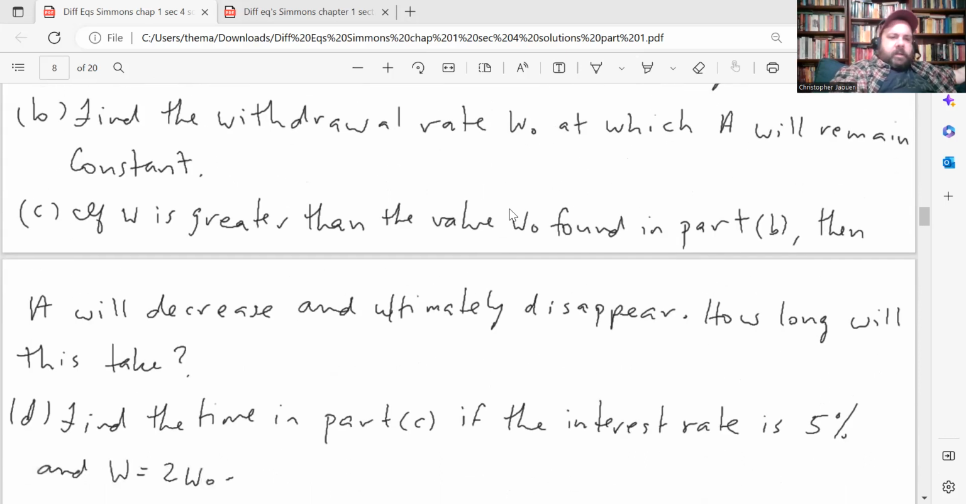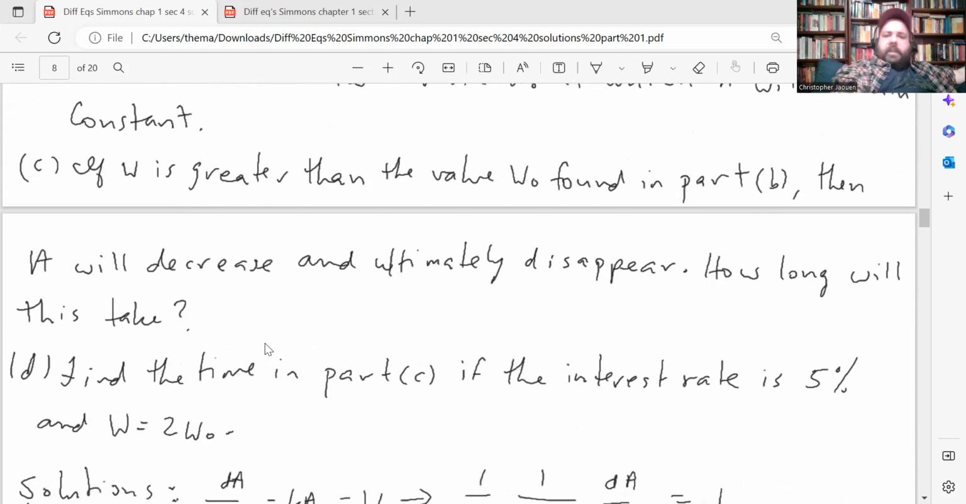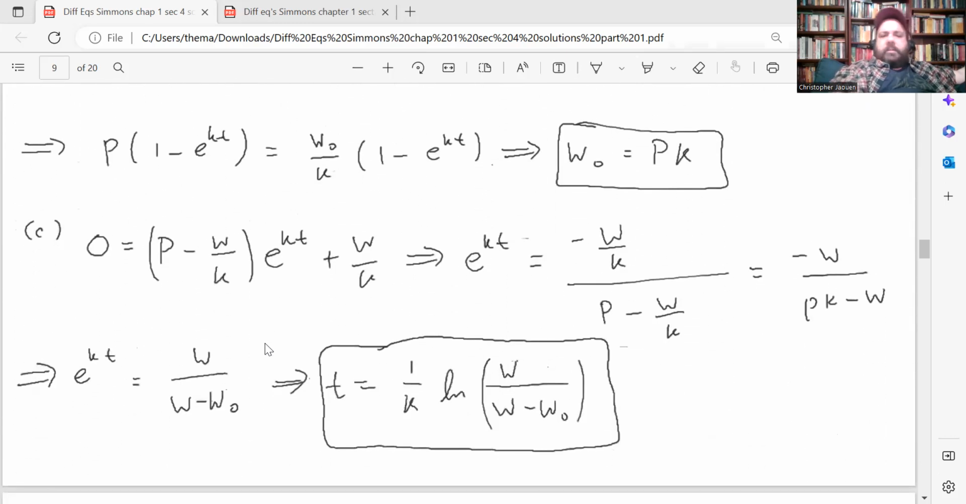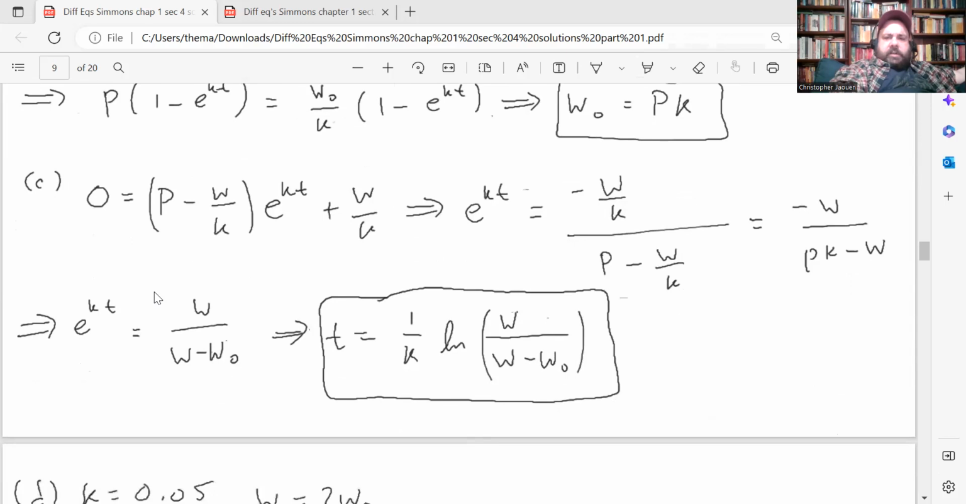Sorry, the withdrawal rate. Okay, so C: if W is greater than the value W0 found in part B, then A will decrease and ultimately disappear. How long will this take? Right, so here we want to solve for time. This was part C, right?